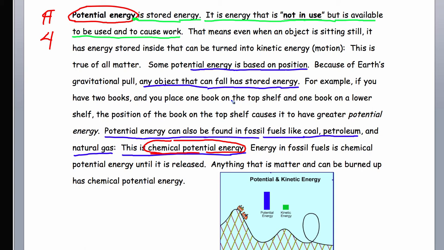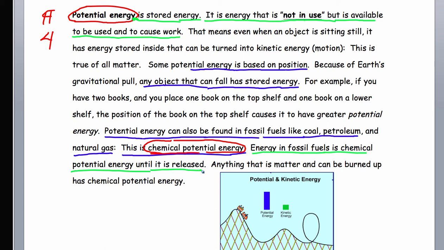So go ahead and get green again, and we'll make sure we get that description clearly underlined. And so energy in fossil fuels is chemical potential energy until it is released. And we've talked about how chemical potential energy can be released. Any matter is going to have chemical potential energy because it can be burned.